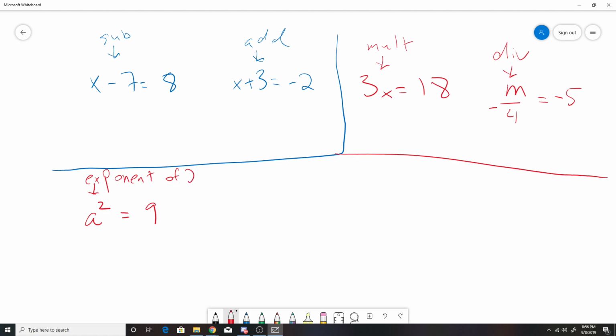Exponent means multiplying times itself. So this is the same thing as a times a. What's the opposite of that? We are going to have the square root of a is equal to 25. This is an a. Variable a, not a 9. This is an a. So these are opposites too.